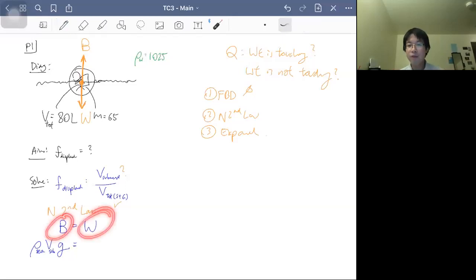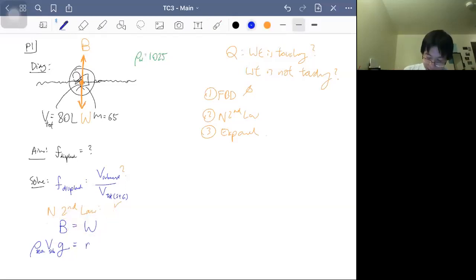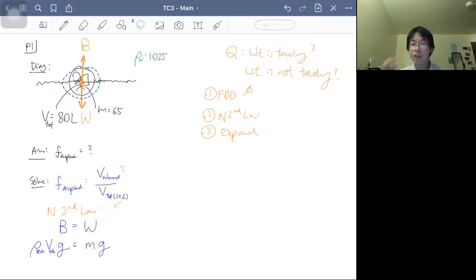Do you know the formula for weight? Hopefully by now you would. mg. The question is labels. Labels, labels, labels. Always very important. What is the mass over here? The only logical choice is, well, it's the weight of what? The weight of the scuba diver plus gear. So it's the mass of the scuba diver plus gear. So it's the total mass over here.